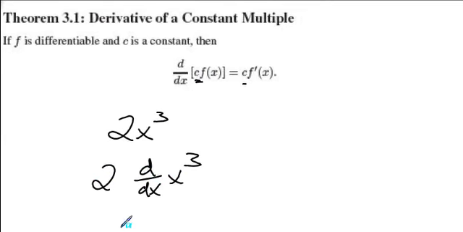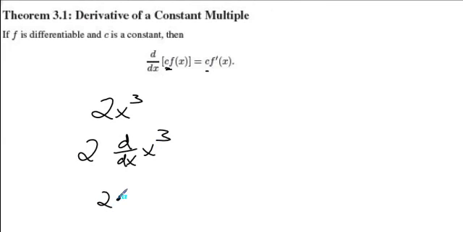Then after I evaluate the derivative of that x cubed, I'm going to multiply the result by the constant. So that's what the constant multiplier rule tells me: I can factor out any leading coefficient, and after I evaluate that function, I distribute that coefficient back through.